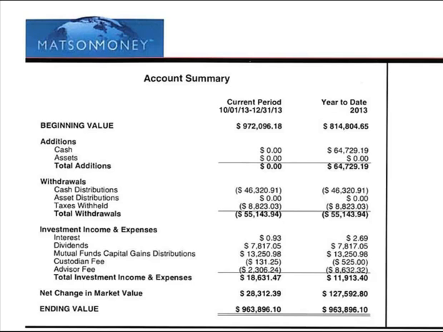And then we'll get down to investment income and expenses. This is broken out between the three main categories for income, which are interest income earned, dividends earned, and then mutual fund capital distributions earned. And for this account, you can see that the interest was very nominal, and then the dividends for the quarter and the mutual fund capital gain distributions were pretty substantial.